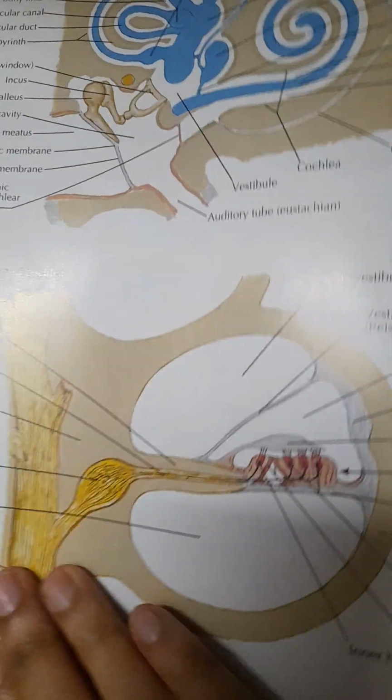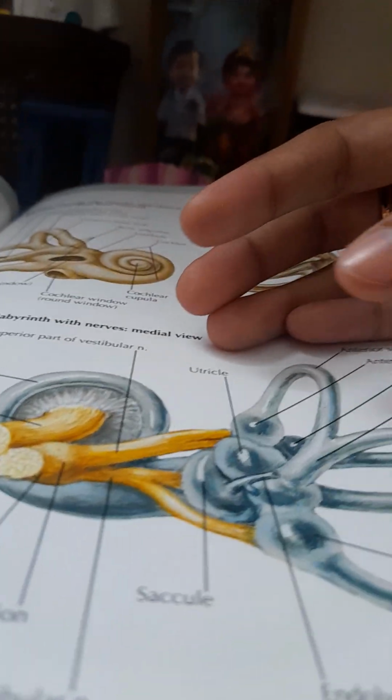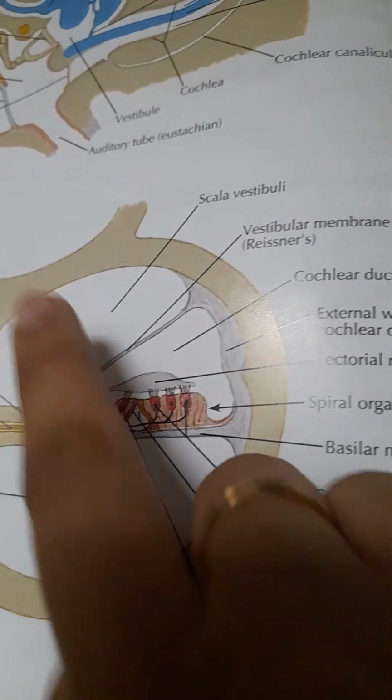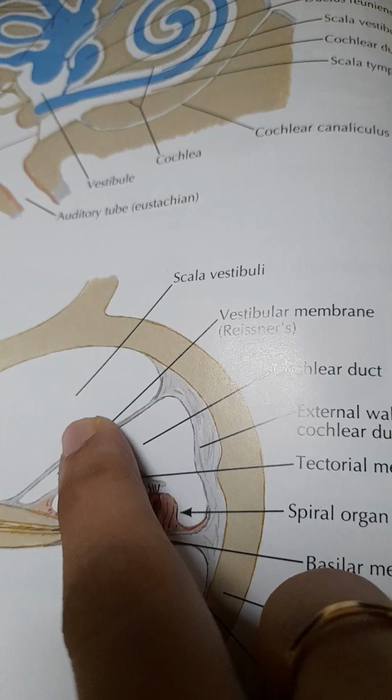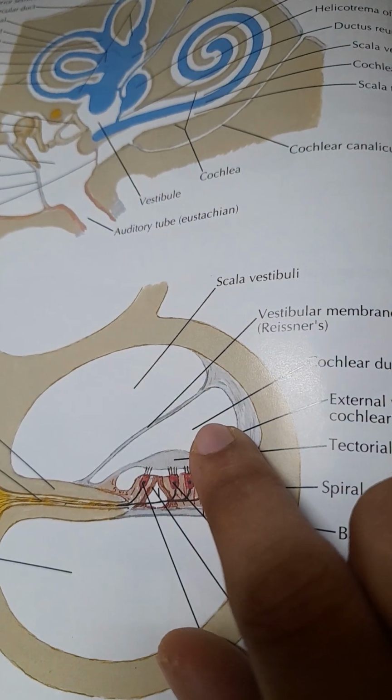When it is like this and you see it raised, and then you cut a slice like this, it will have three openings, and those three openings are what is seen over here. So we have the scala vestibuli over here, the cochlear duct over here, and the scala tympani over here.